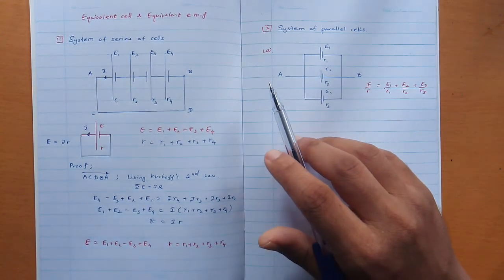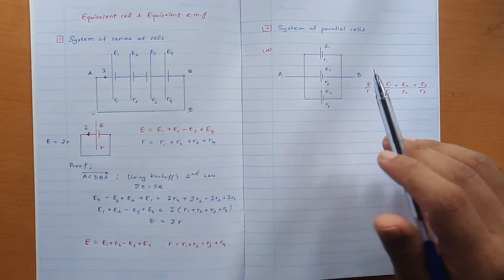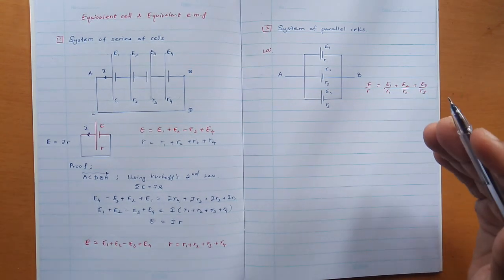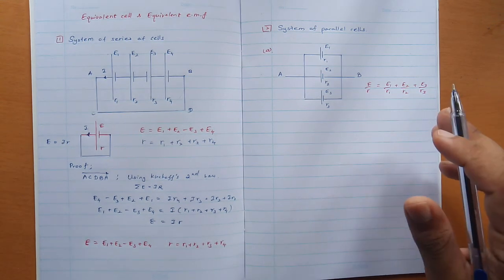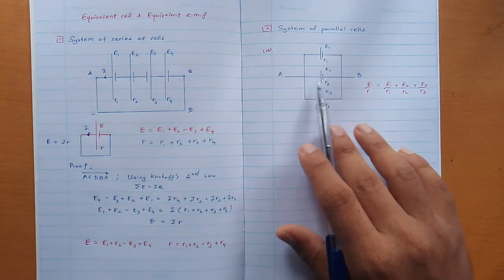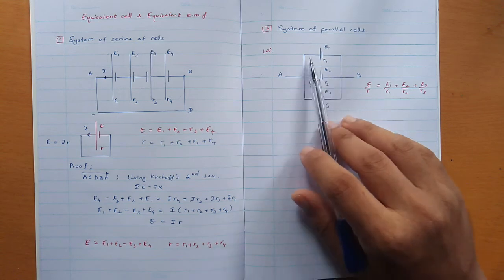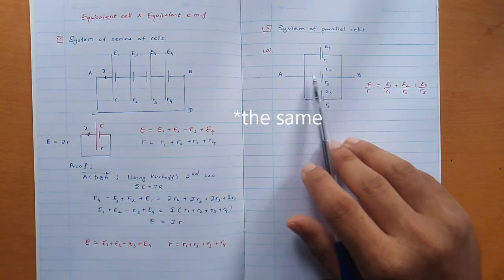In this video, let's talk about a system of parallel cells, the EMF of the equivalent battery, and the proof of the formula for equivalent EMF. Here we can see a system of parallel cells. There are three batteries in parallel. That means the potential difference across each battery is the same.